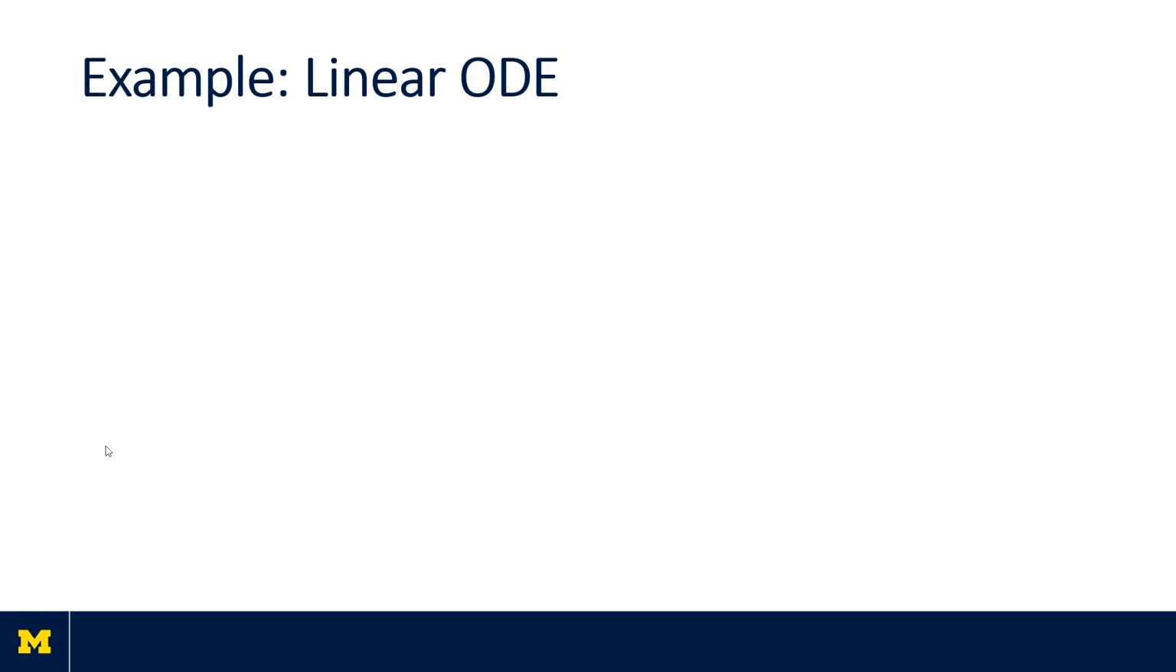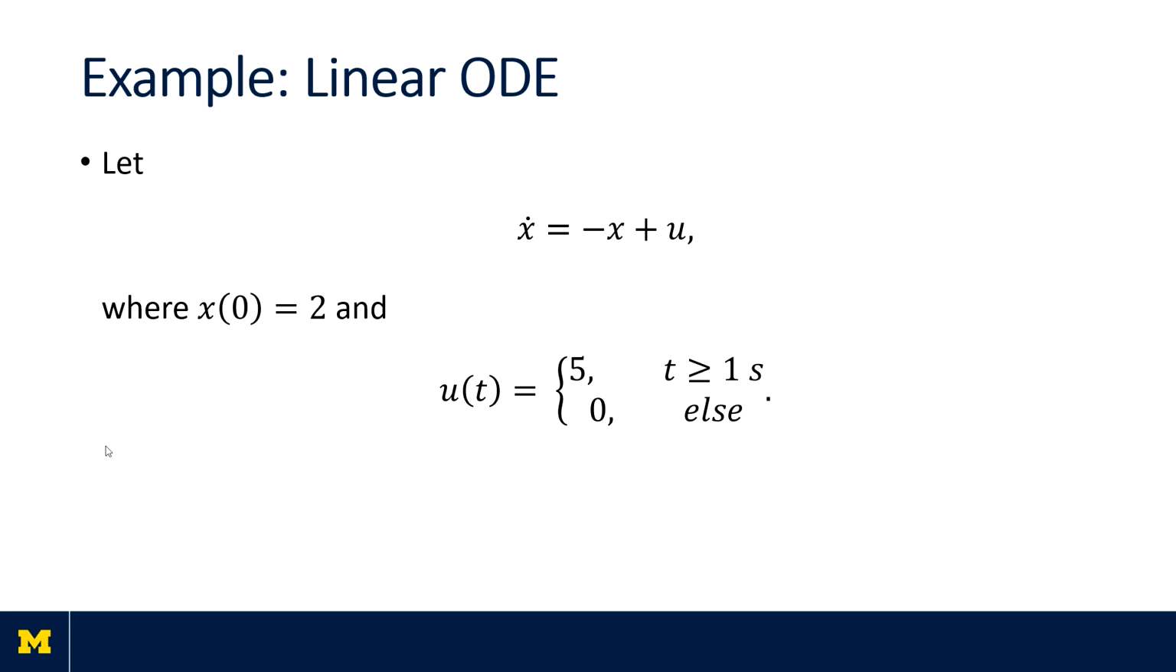For an example, we'll use a very simple linear ODE, which is represented by x dot equals minus x plus u, where the initial value for x is going to be 2, and u is going to be represented by a step function. A step function is a function in which the value changes at a given point in time. For example, for time between 0 and 1, the function is going to be 0, whereas for any time that's greater than or equal to 1 second, the function is going to be equal to 5.